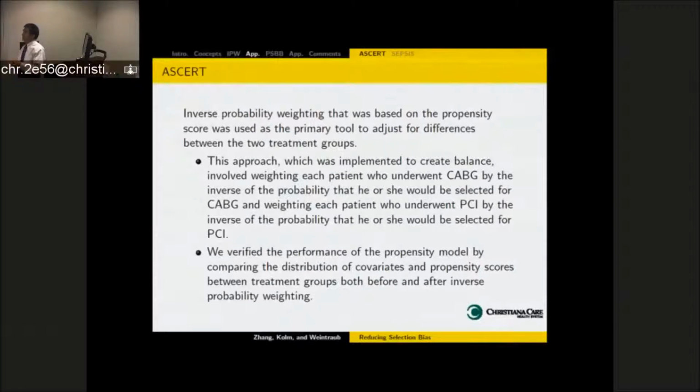So as I mentioned last time, we first get the propensity score, which is the probability for patients who get CABG, for patients in both the CABG group and the PCI group. And then we verified the performance of the propensity score model by comparing the distribution of covariates and the propensity score between treatment groups before and after IPW weighting.